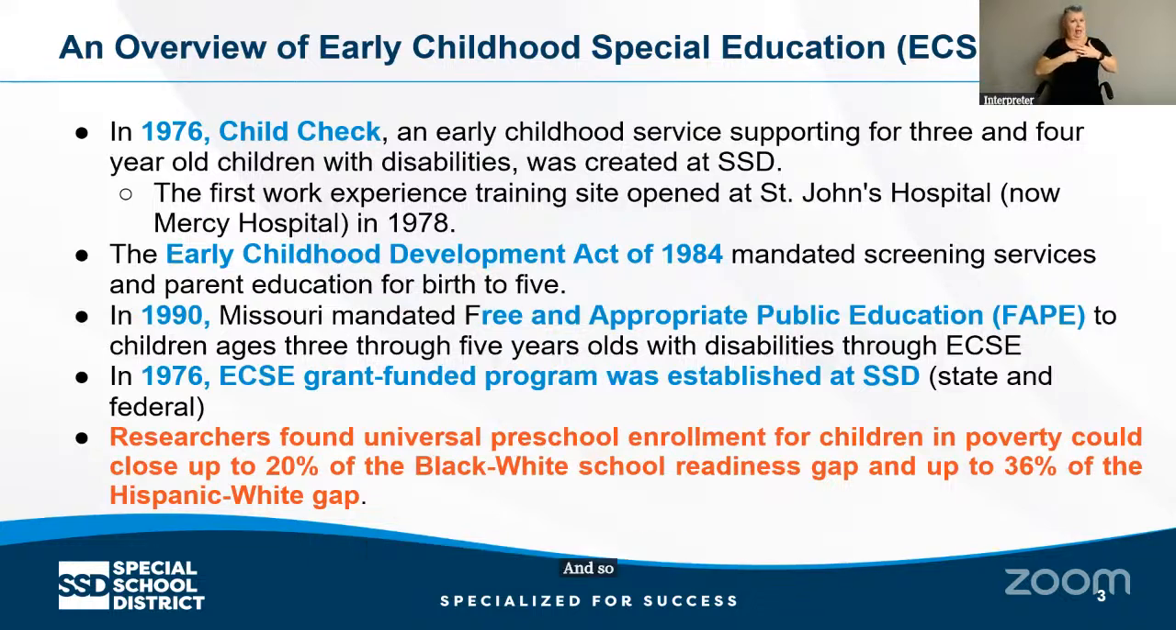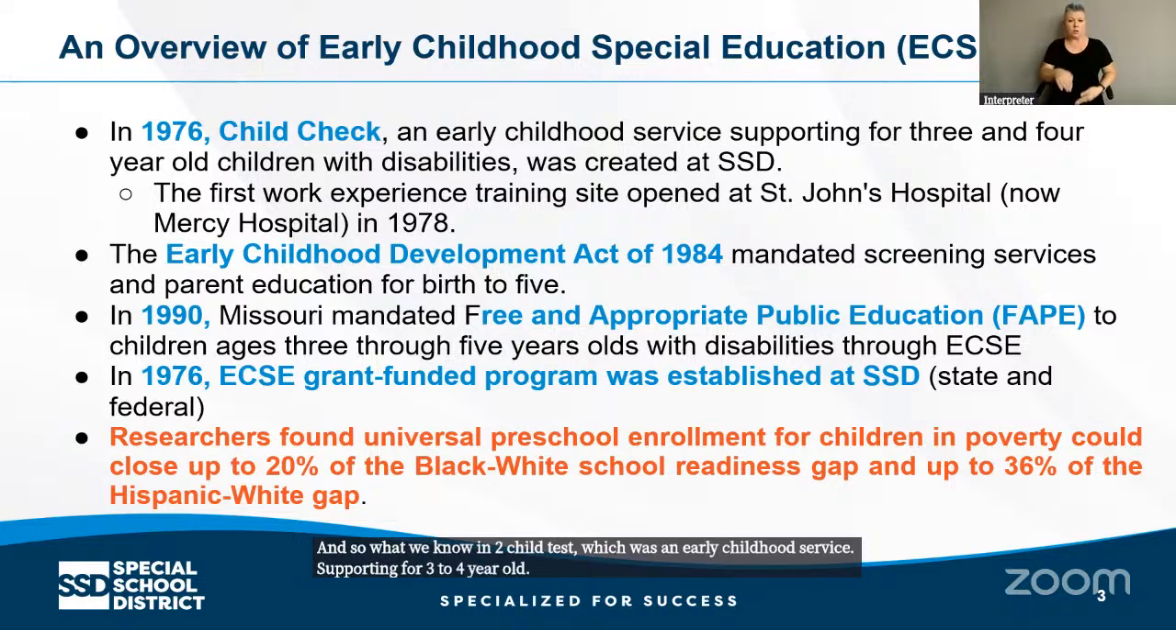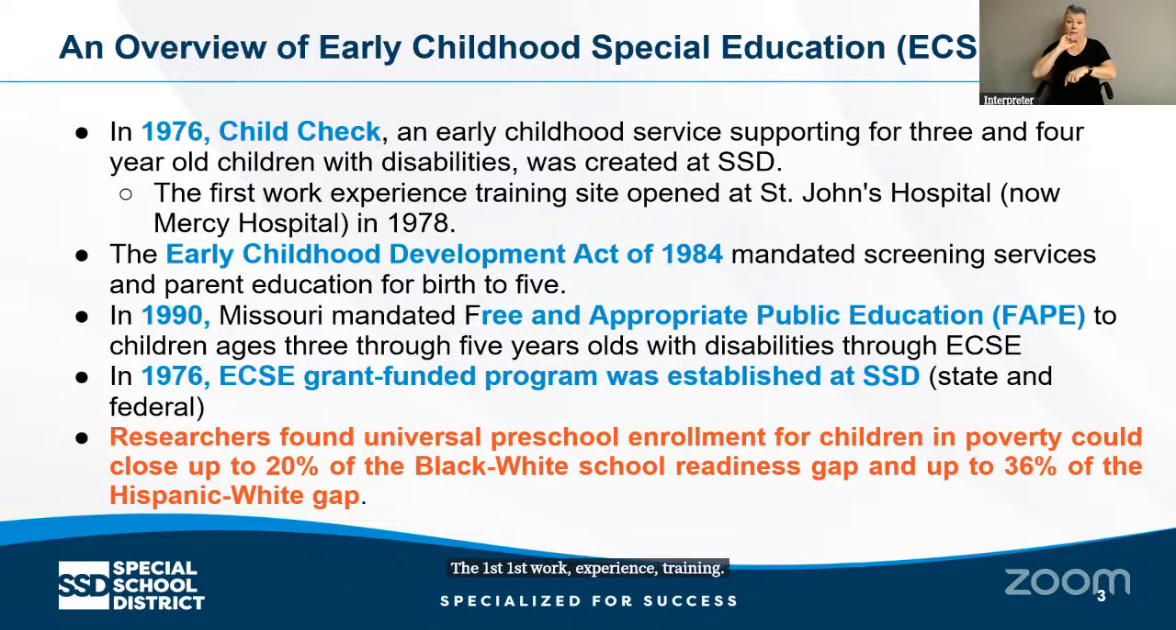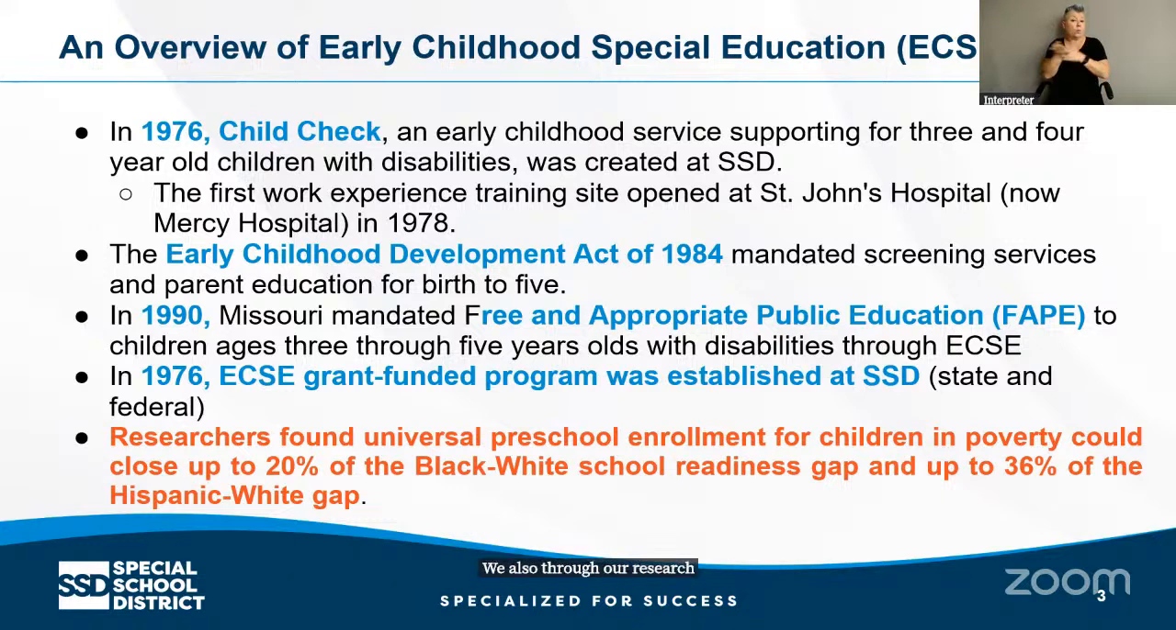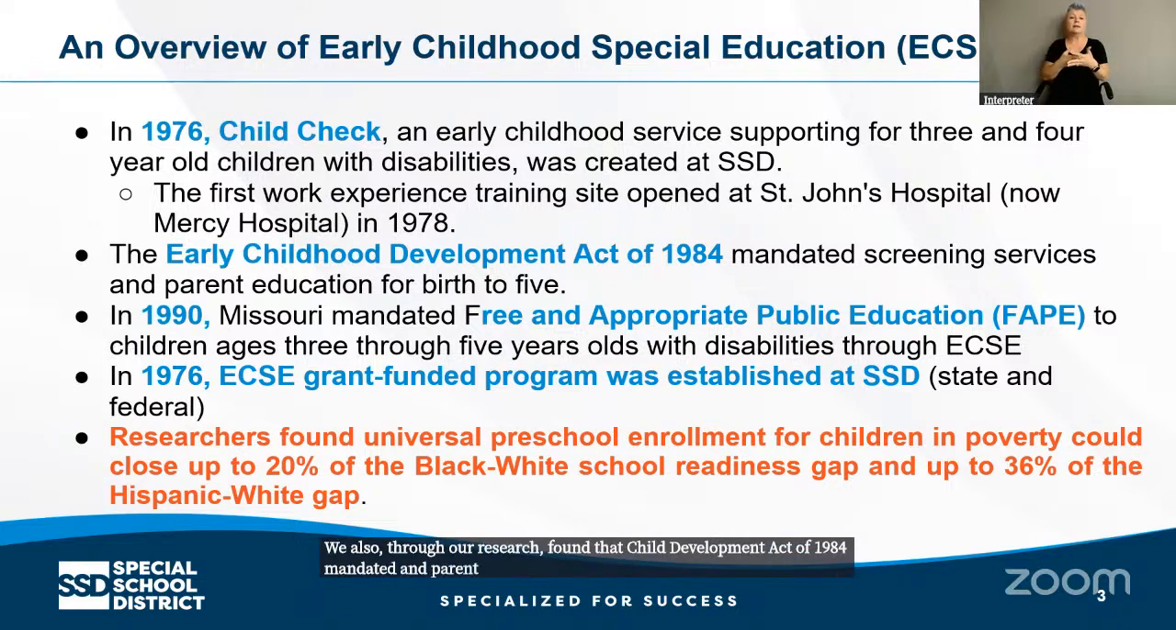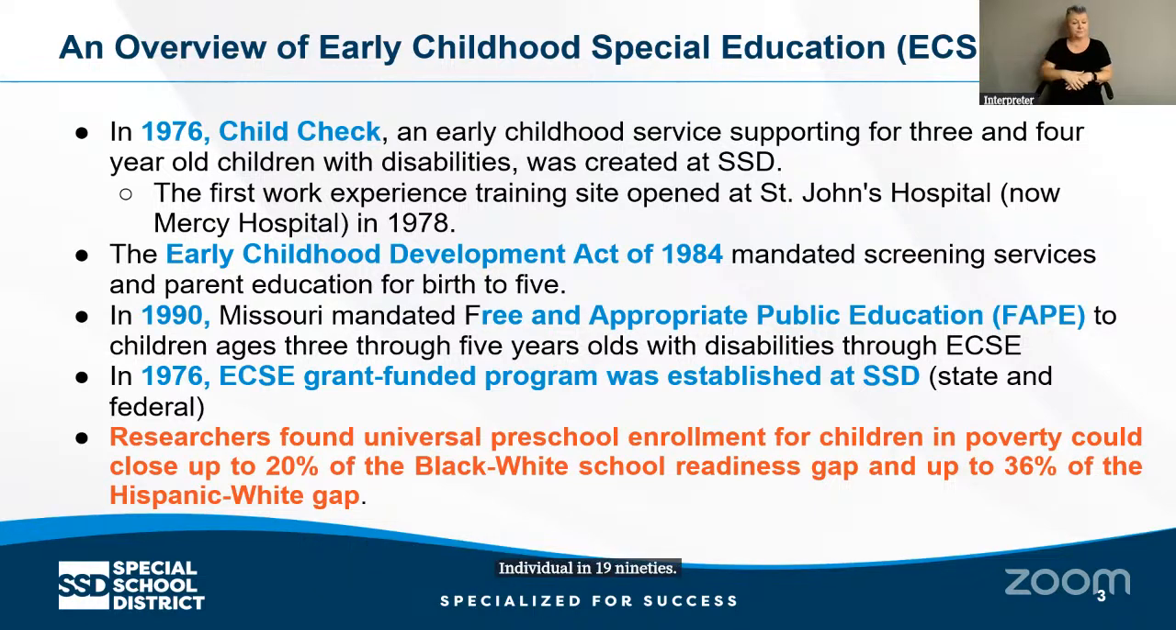And so what we know in 1876, Child Check, which was an early childhood service supporting 3 to 4-year-old students with disabilities, was created by SSD. The first work experience training site was opened at St. John's Hospital, which is now Mercy, and that was in 1978. We also, through our research, found that Child Development Act of 1984 mandated screening services and parent education for birth to 5 individuals. In 1990, Missouri mandated FAPE, which is free and appropriate public education to children ages 3 through 5 years old with disabilities.